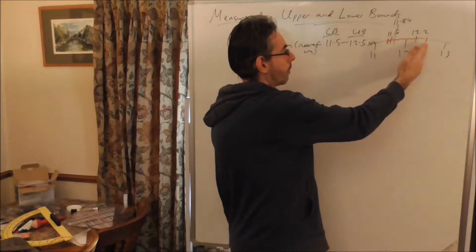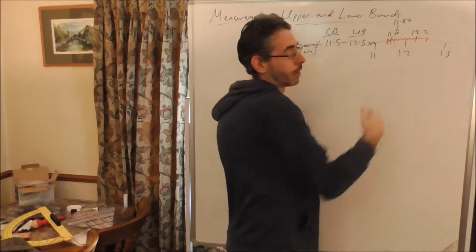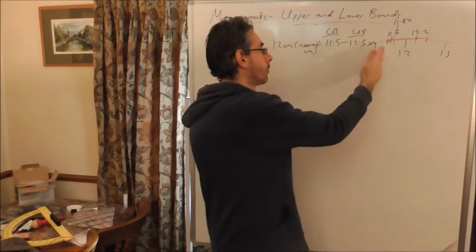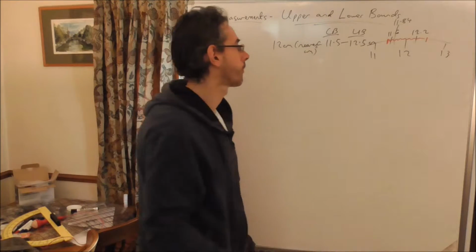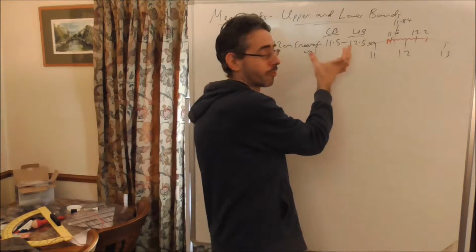So 12.5 is the boundary between numbers that round to 12 and numbers that round to 13, just as 11.5 is the boundary between numbers that round to 12 and numbers that round to 11. So they're just the boundaries and the length is somewhere in between.